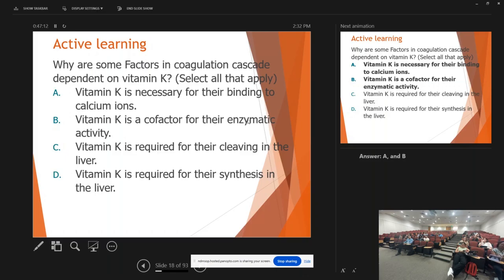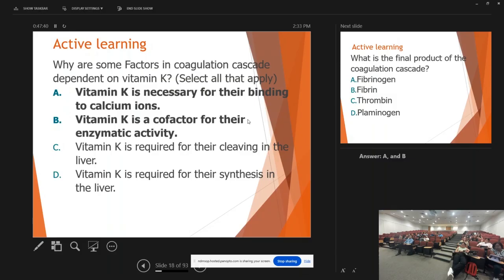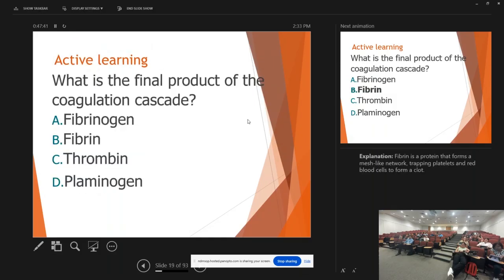So everyone agrees with A and B? So what about C and D? And B for the liver. Does cleaving require it? No, I don't think so. It's a cofactor, it's not an enzyme, right? And it's also not required for the synthesis in the liver. So, yeah. Yay.